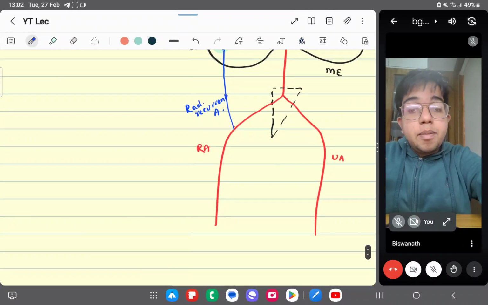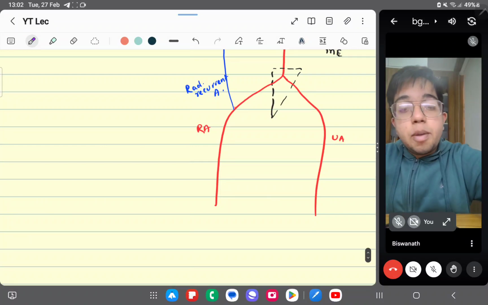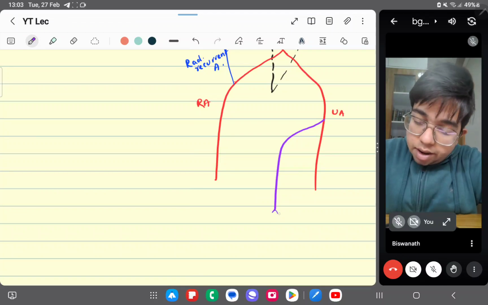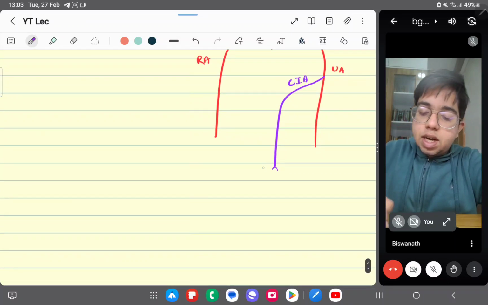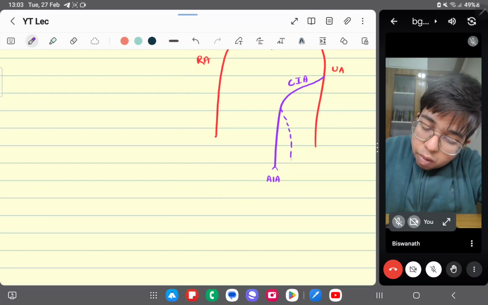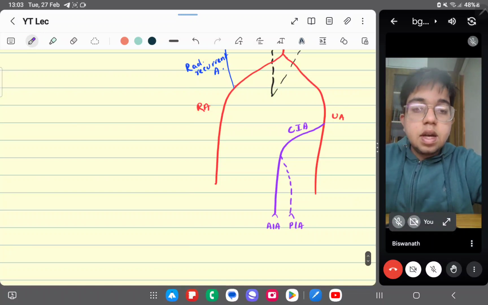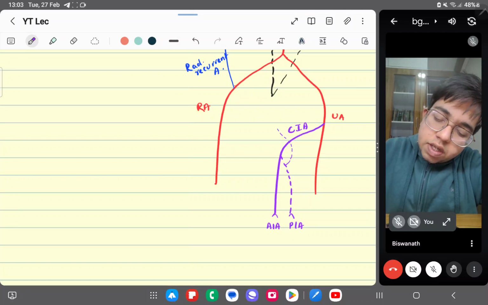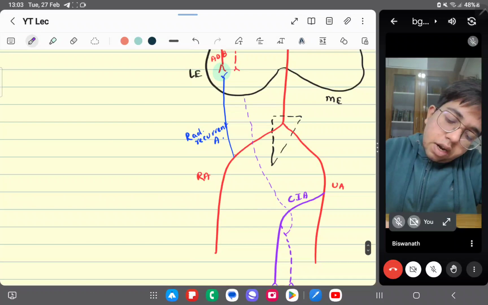From the ulnar artery, there will be an artery arising which is called the common interosseous artery. I am writing CIA. This common interosseous artery divides into anterior interosseous artery and posterior interosseous artery. This posterior interosseous artery will again give a branch which is called the recurrent interosseous artery. It will move up.